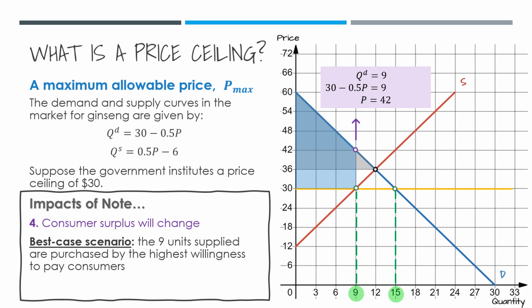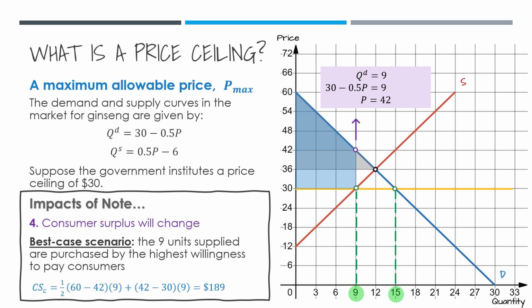Now the answer here should be obvious because it's graphed to scale, but if you were doing this on your own and you did not have a graph that was to scale, you would need to know how to find this value. So finding this missing value just requires setting quantity demanded equal to 9 and solving for the price that makes that true. Okay, once we have this value, p equals 42, then we can compute the area of the consumer surplus. It's got two parts to it. It's a triangle plus a rectangle.